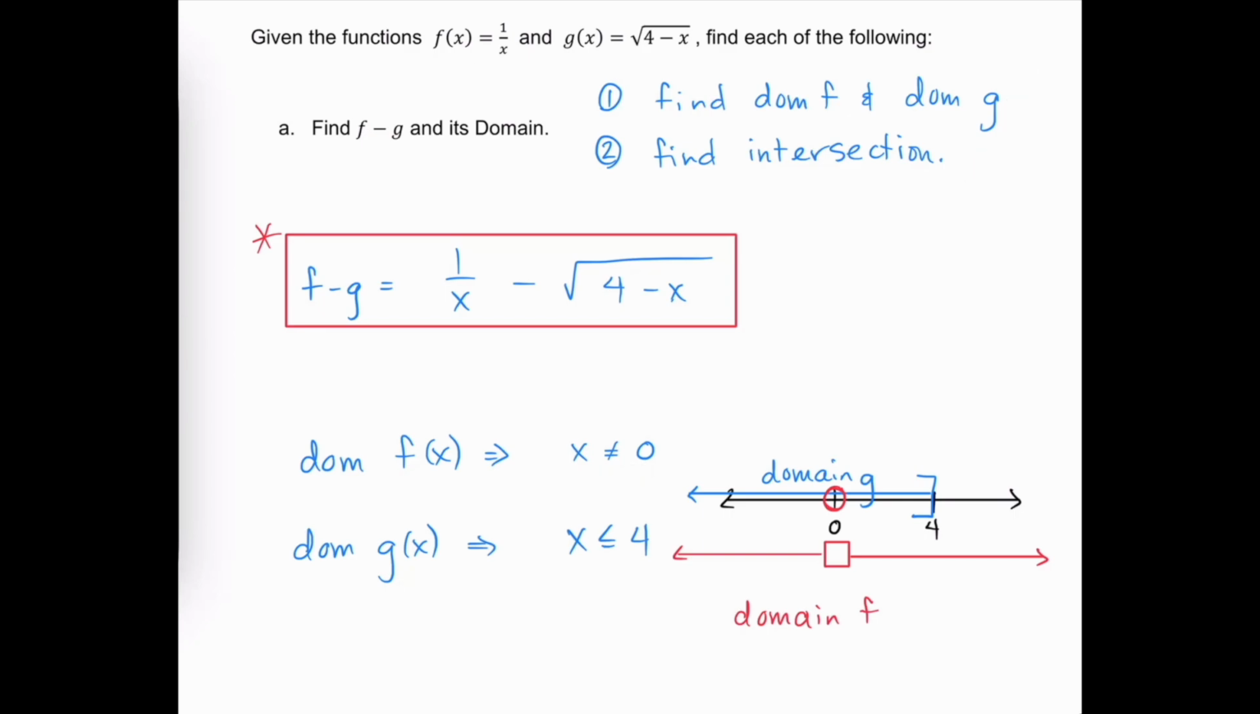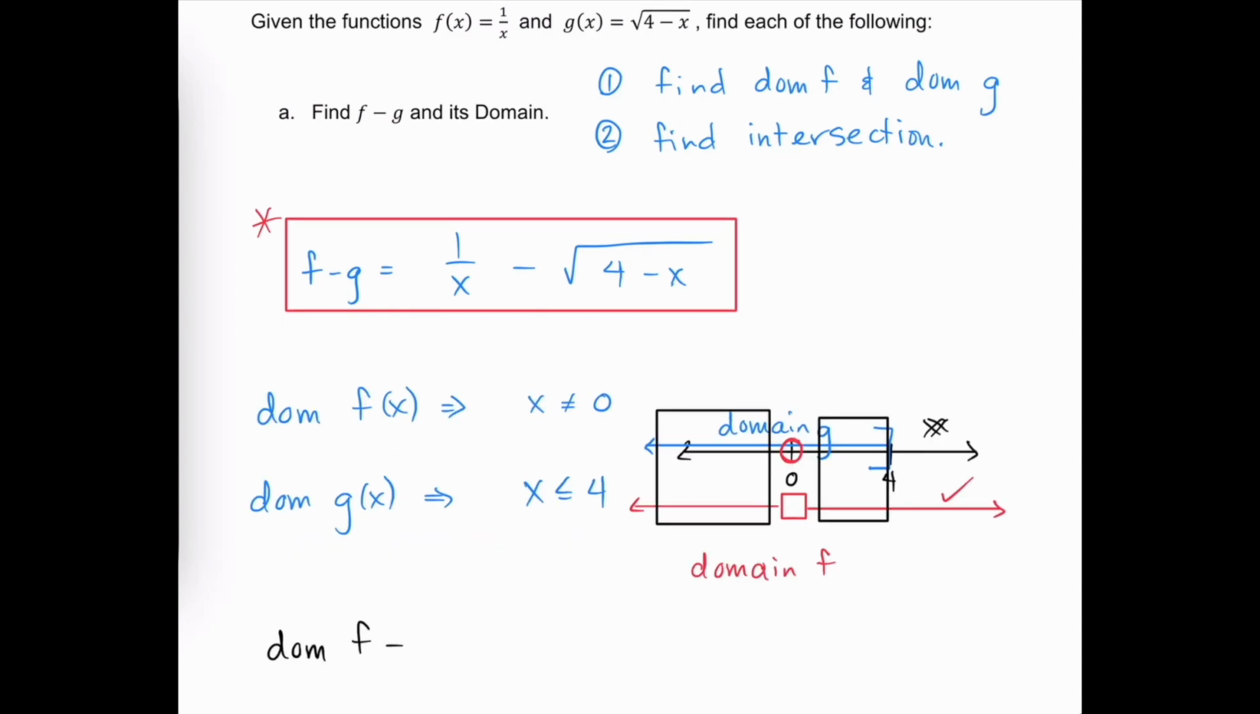So the domain of f minus g is simply where these two domains overlap or intersect. So any x value in this region is an allowable input to both functions. Any x value in this region is also an allowable input to both functions, but not bigger than 4, because bigger than 4 works in f, but it doesn't work in g, so it's not going to work in the combination of f minus g.